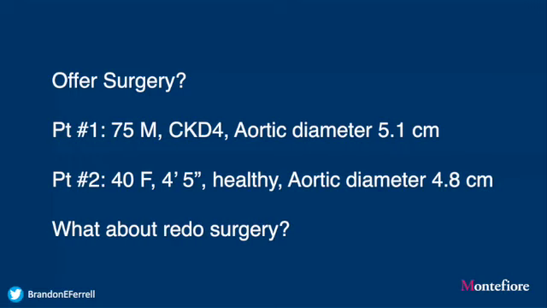A 75-year-old male with CKD4 and an aortic diameter of 5.1. Based on their algorithm, you would have to offer them this surgery, but this patient has other risk factors that are not accounted for in their algorithm. Or this second patient, who's a 40-year-old female who's relatively small, healthy, with an aortic diameter of 4.8. This is someone who I might offer surgery on, but based on their algorithm, she wouldn't meet qualifications for surgery.